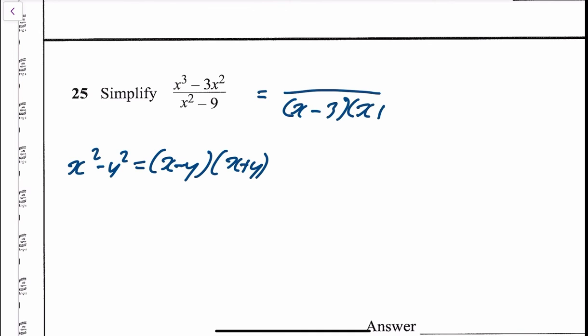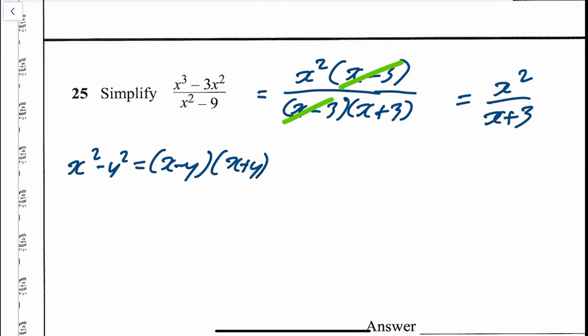So x minus 3, x plus 3. On this top line, you could pull out an x squared, leaving you x minus 3. And then, nice neat line through it so you can still see it, you're just left with x squared over x plus 3.